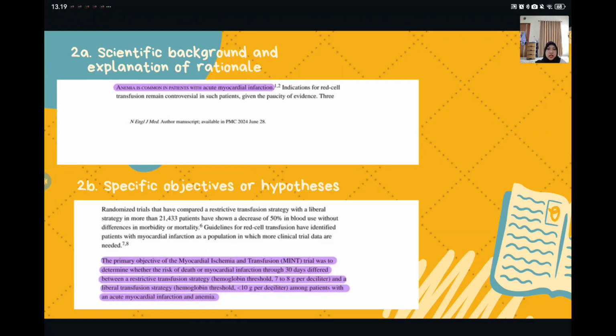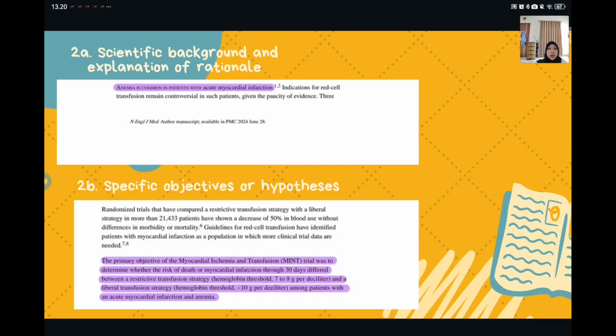The second is scientific background and explanation of rationale. So this is the introduction part. In the introduction, the article explains the background very well. It tells us that anemia is a common problem in heart attack patients. It also says why this study is important.